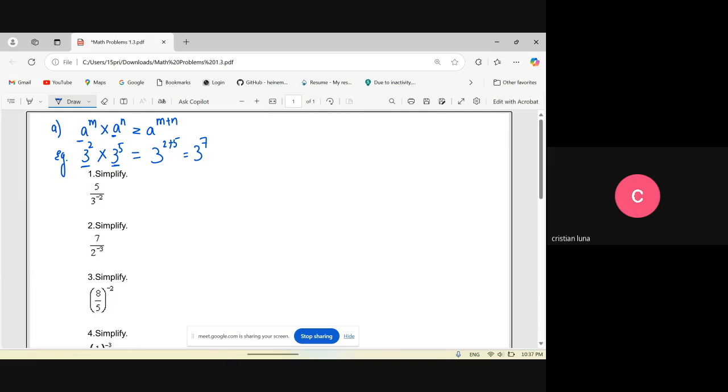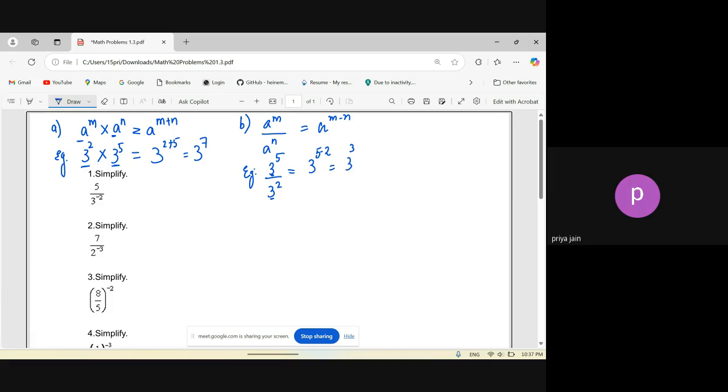Alright, next we have a to the power m over a to the power n. That will give me a to the power m minus n. For example, let me give you something else: 3 to the power 5 over 3 to the power 2. Since my bases are the same, I have a in both cases. In that case, I would get 5 minus 2, which is 3, so 3 to the power 3.